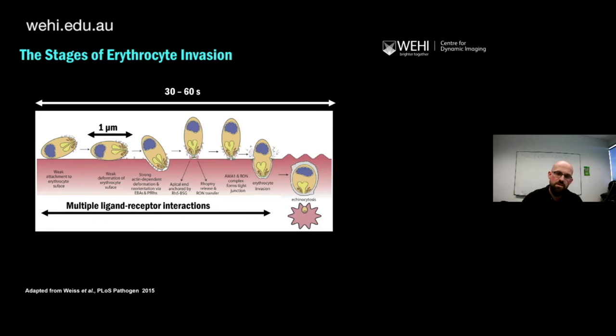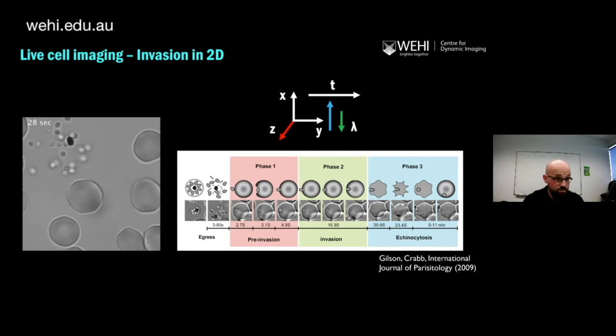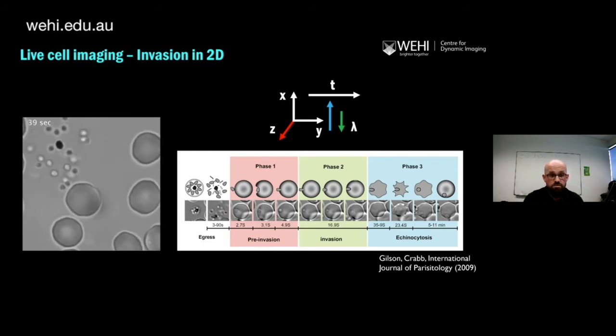And it involves numerous ligand receptor interactions. So it's a very molecularly complex process, and also biophysical changes in the host erythrocyte. So ideally, you'd want a technique in which you could study this in 3 dimensions in real time, but with the molecular specificity afforded to you through fluorescent labeling, hence light microscopy. So the sort of standard in the field until now was just traditional transmitted light DIC microscopy.